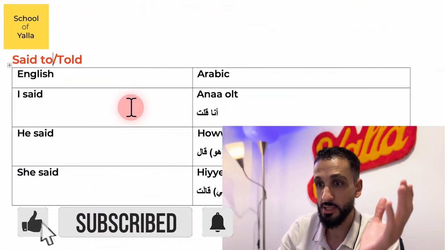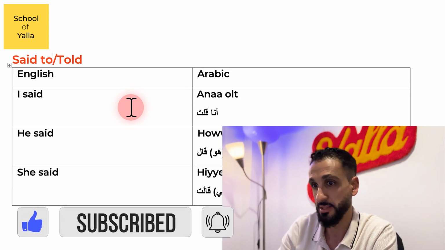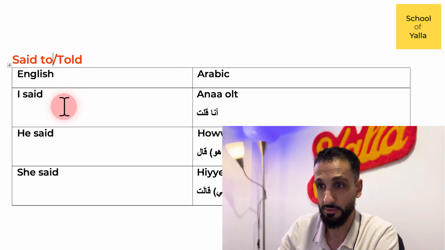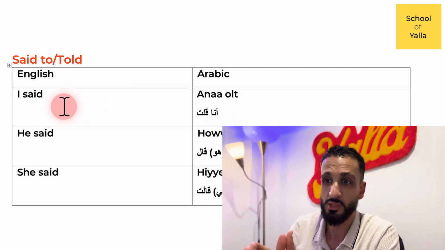Starting off, we're just gonna take a look at the verb said in the past. So first off, we have ana ult, I said. This can also mean I told, but if you wanna say I said to someone, this is where I'm gonna point out that we need the il. So ana ultillo, I told him. We're gonna see that in a second. But anyway, I said ana ult.